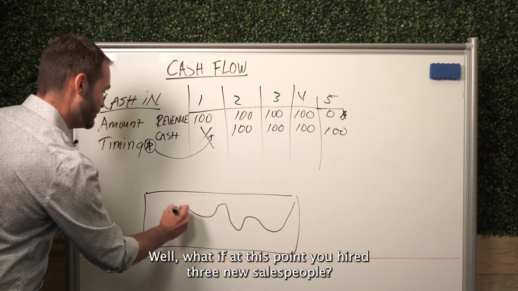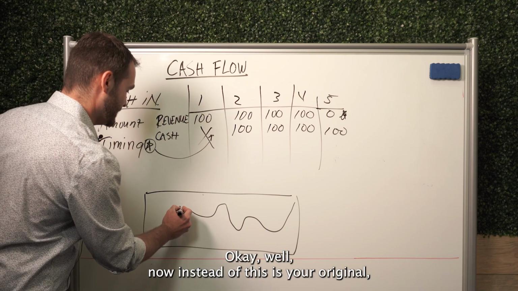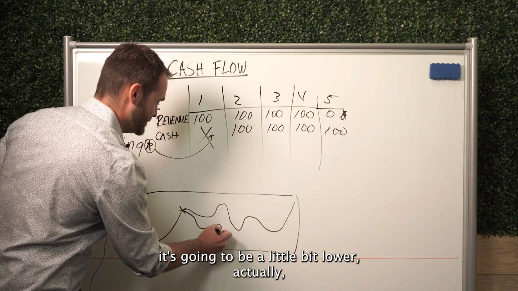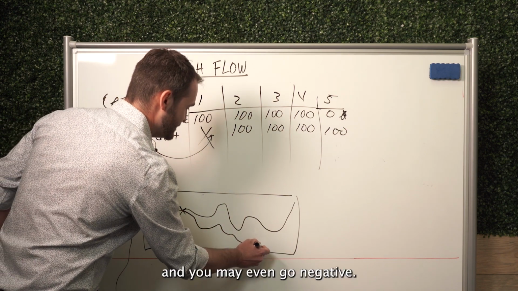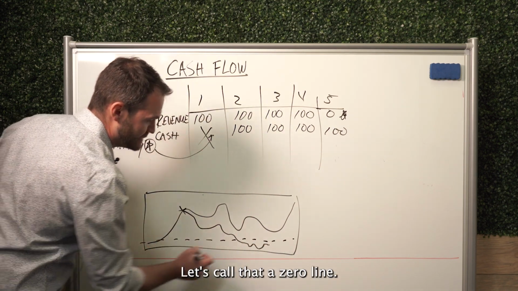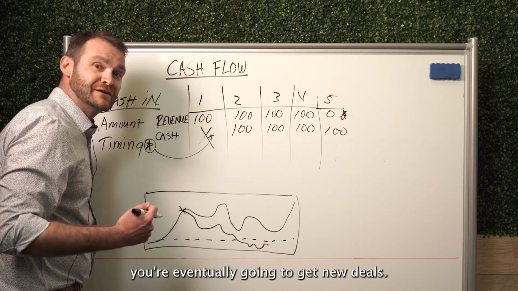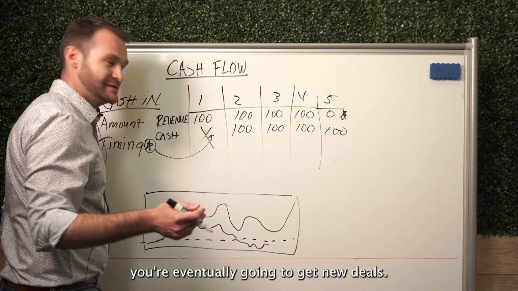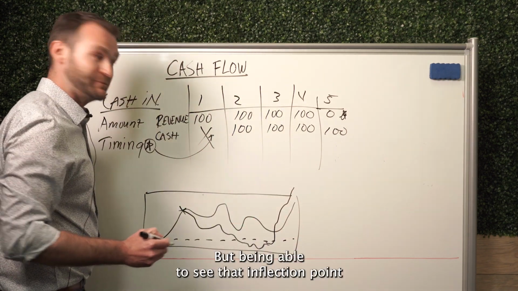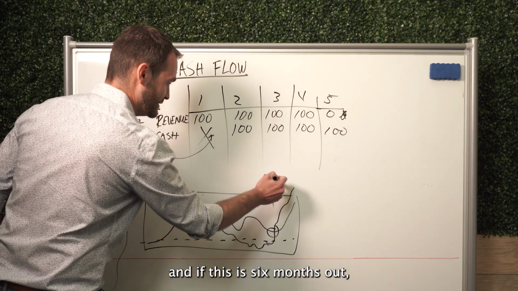Well, what if at this point you hired 3 new salespeople? Okay, well, now instead of this original line, it's going to be a little bit lower, and you may even go negative. Let's call that a 0 line. But you know that by hiring those 3 salespeople, you're eventually going to get new deals. So that's where it starts to go like this. But being able to see that inflection point, and what if this is 6 months out?